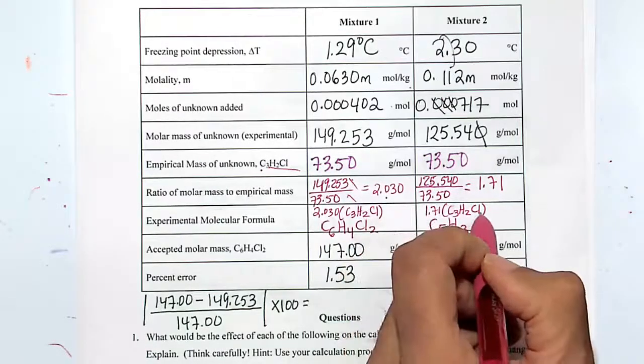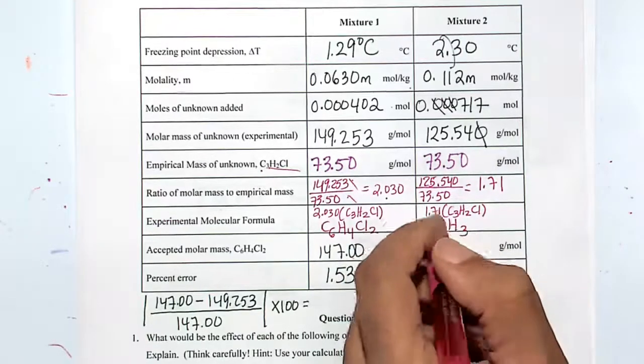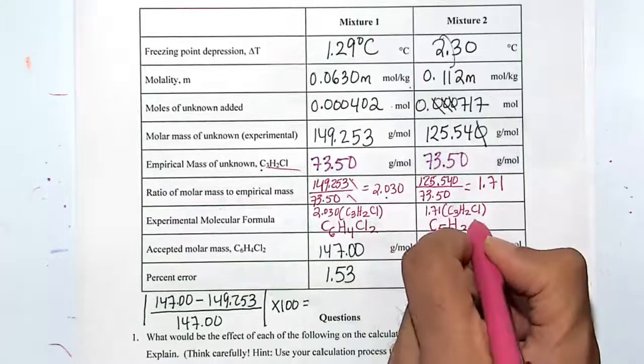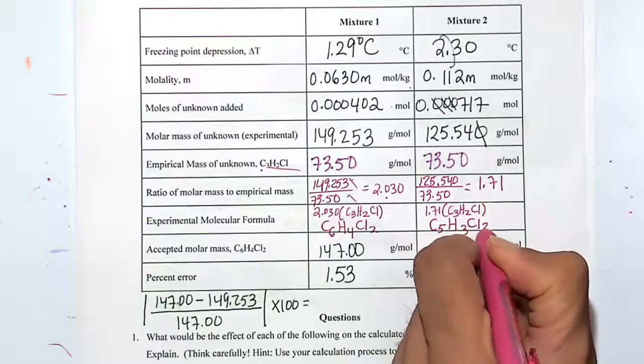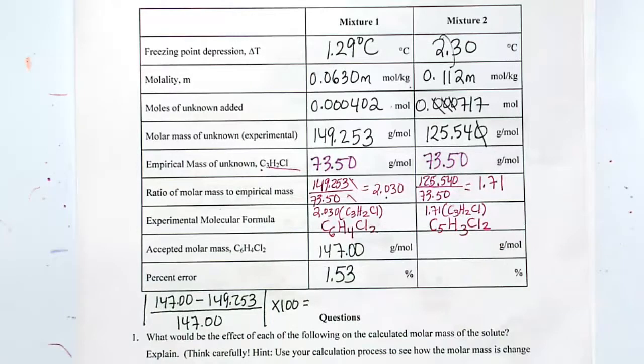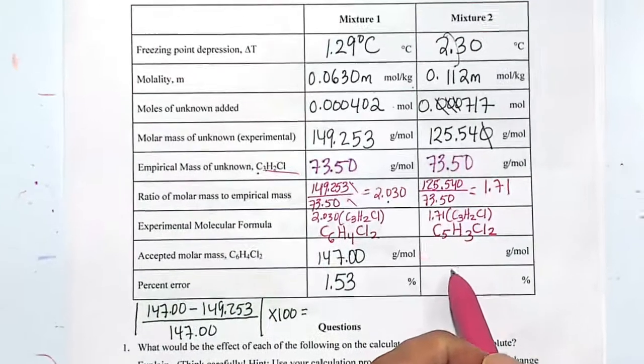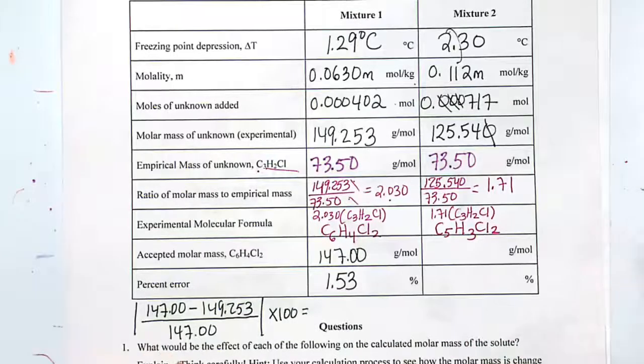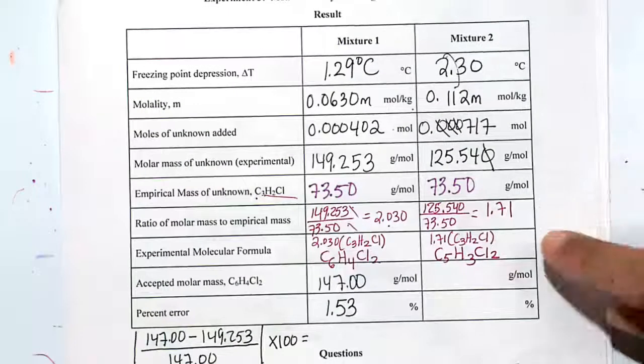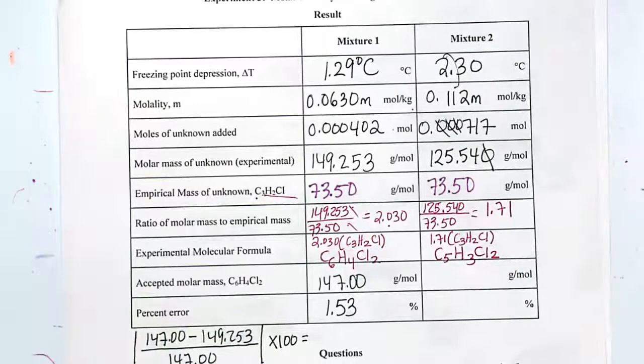And 1.71 times the 1 Cl, rounding that up, let's round it up to 2. Again, we never have decimals in our actual formula. So C5H3Cl2 is the experimental molecular formula, and it does not match the accepted one, unfortunately, but that's okay. That's our data, and we just have to do our best to defend it.